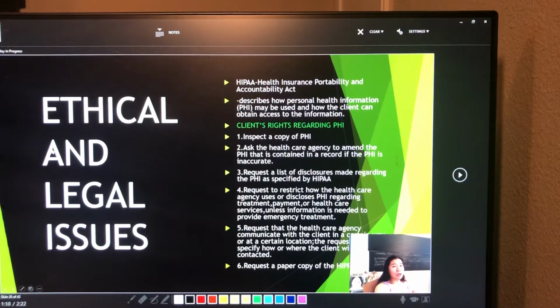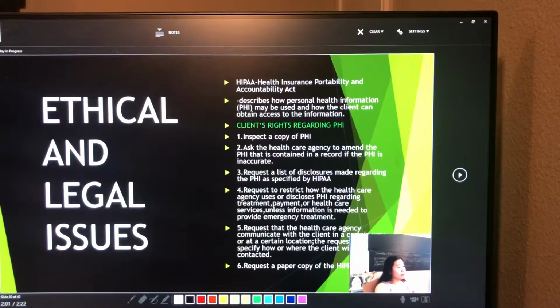Client's rights regarding PHI. Number 1, inspect a copy of PHI. Number 2, ask the healthcare agency to amend the PHI that is contained in a record if the PHI is inaccurate. Number 3, request a list of disclosures made regarding the PHI as specified by HIPAA. Number 4, request to restrict how the healthcare agency uses or discloses PHI regarding treatment, payment, or healthcare services, unless information is needed to provide emergency treatment.